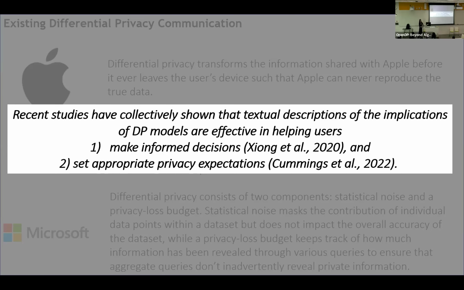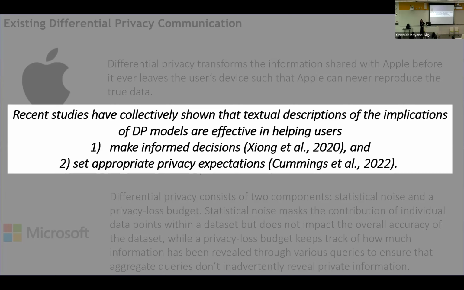The other aspect is the trust model. I introduced central DP and local DP at the beginning of my presentation. In fact, there are other trust models that have been proposed in the literature, for example, shuffler DP, and I think currently there is a lot of discussion about federated learning in the DP setting.